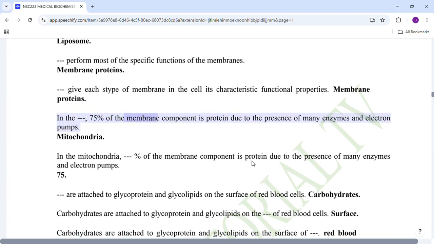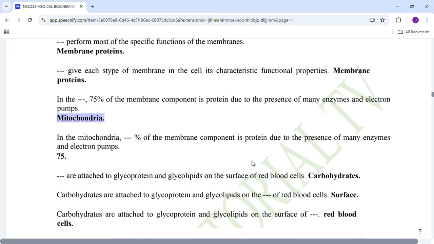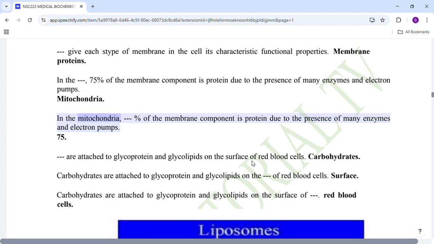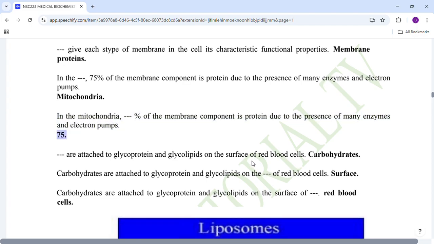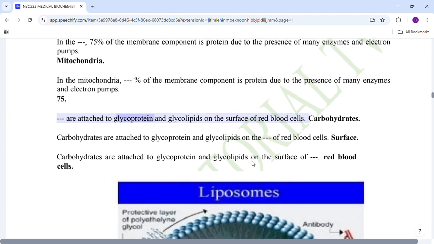In the mitochondria, 75% of the membrane component is protein due to the presence of many enzymes and electron pumps.